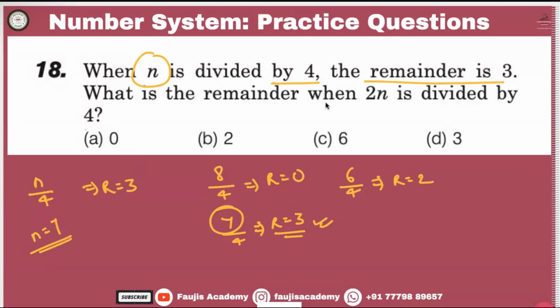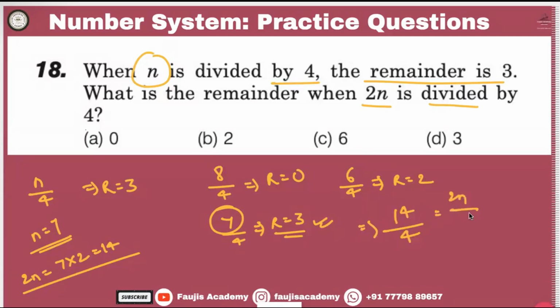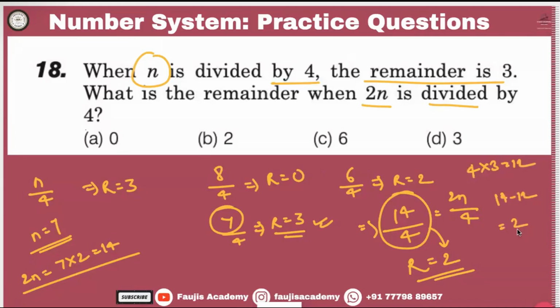Now tell me, what is the remainder when 2n is divided by 4? 2n means 14, 7 into 2, 14, right? Yes, sir. And when 14 is divided by 4, basically 2n is getting divided by 4, then what is the remainder? 2, sir. Moilan? Yes, sir. 2, sir. 4 into 3, 12, 14 minus 12, 2 remaining, right?